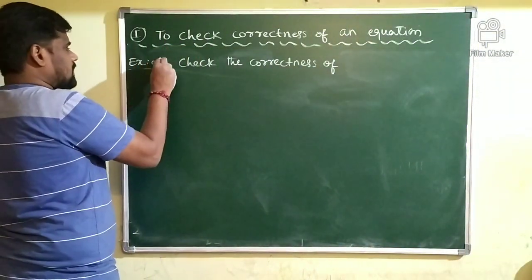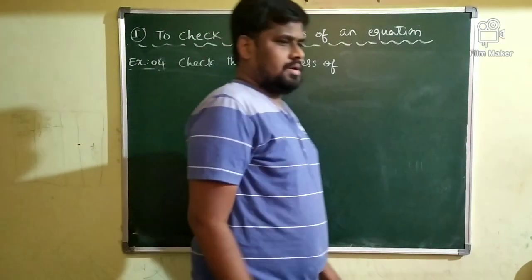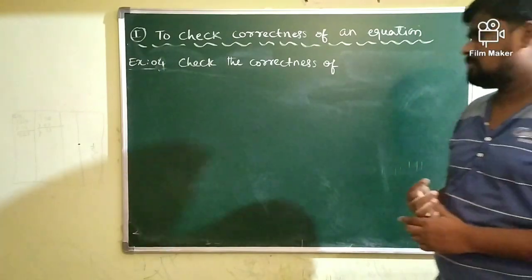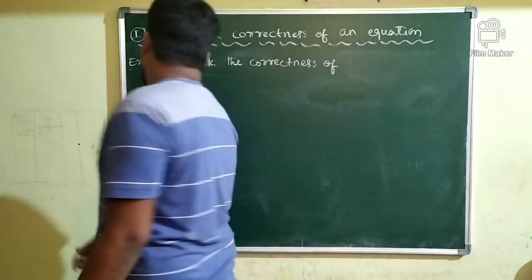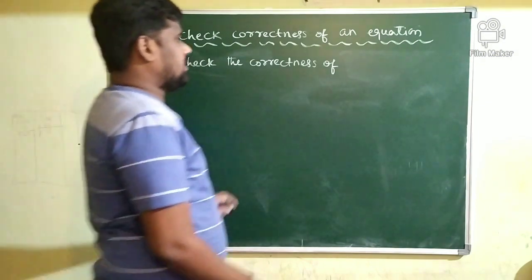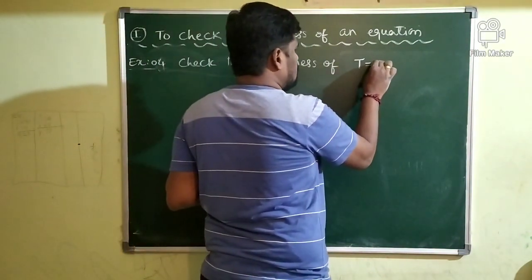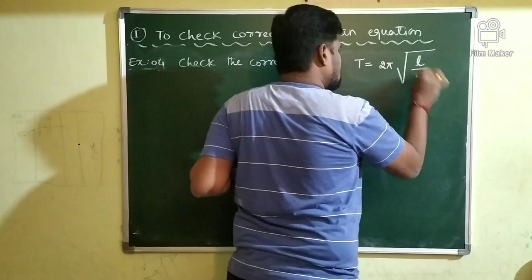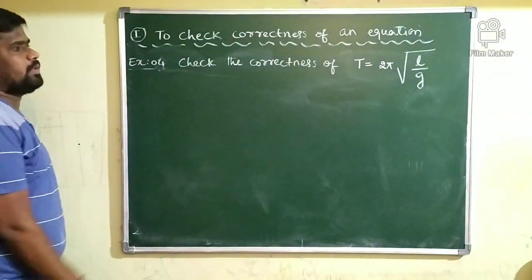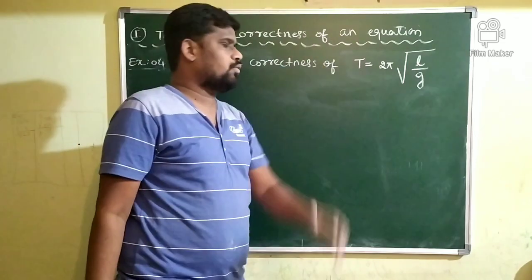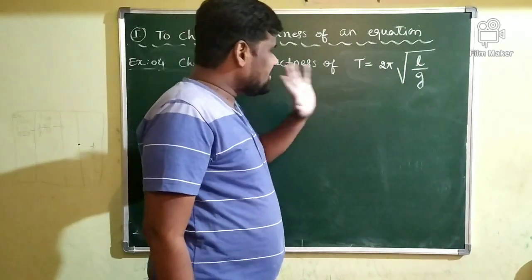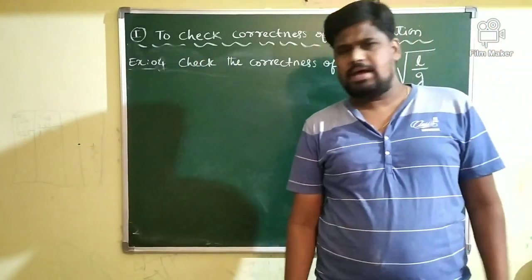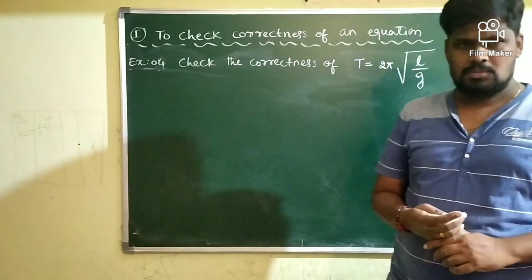Okay, dear students, I will go for the next example. In the last class, we checked the correctness of a few equations with the help of the principle of homogeneity. Now I will go for one more equation. Check the correctness of the equation T is equal to 2 pi under root of L by g. It is a formula which is used to calculate the time period of a pendulum. I guess you know the meaning of pendulum.